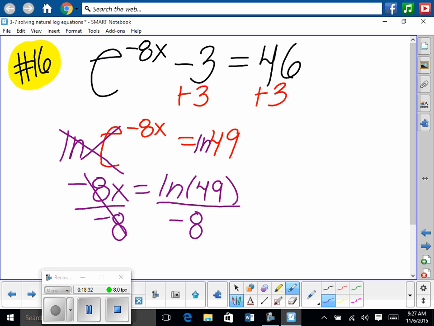So you'll type it in, ln of 49 divided by -8, and you'll get x is equal to -0.4865. Then I always go back and check it by plugging it back into the original equation, but using the full decimal. You must use the full decimal. So once again, do you all feel comfortable doing that? Yeah. Okay, so I'm going to give you a second to practice 14 through 18. Ready, set, go.